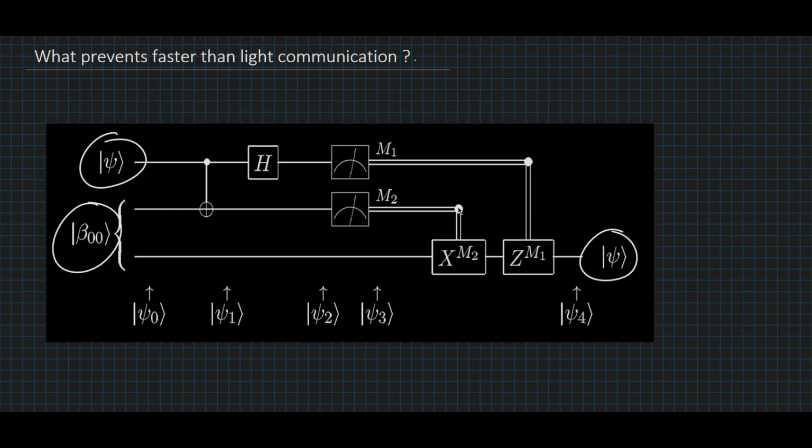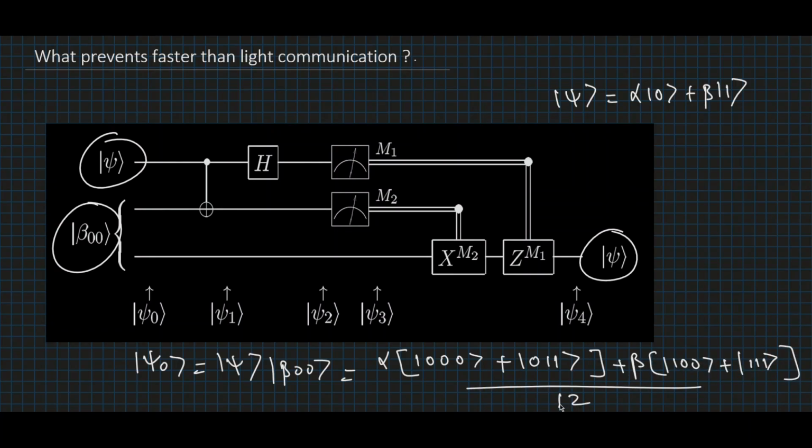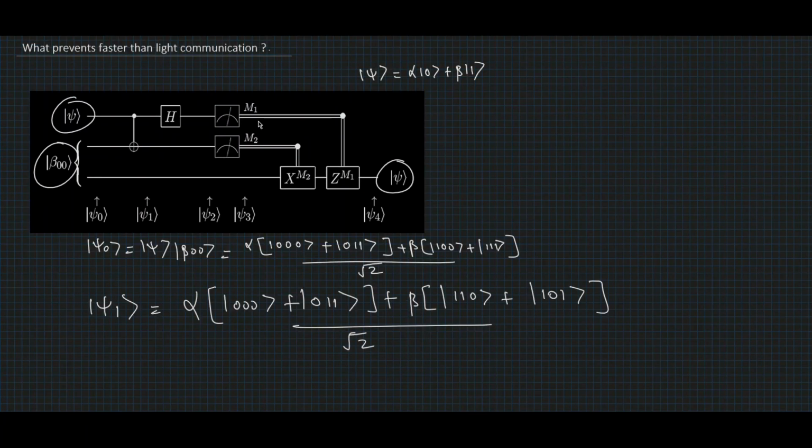Now, to recall this state, we took the information that was to be teleported, psi, as a generic qubit alpha 0 plus beta 1. Also, psi 0 was the tensor product of psi and beta 00, which is equal to alpha (000 plus 011) plus beta (100 plus 111), divided by root 2. Similarly, if you recall, psi 1 was equal to this state, and the state immediately before Alice makes a measurement was psi 2, which can be given as this expression.